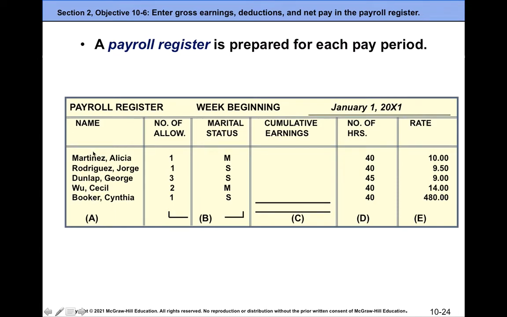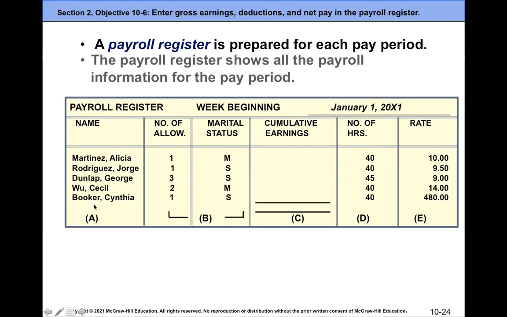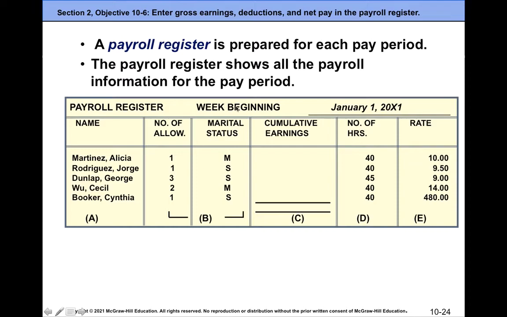We have 5 employees, and the payroll register, I think of it as a hub of all payroll information. So we include all payroll information. It becomes a part of our HR database. Then, based on the payroll register, we will be preparing 2 journal entries. And that's what you will be doing in a lot of your homework.